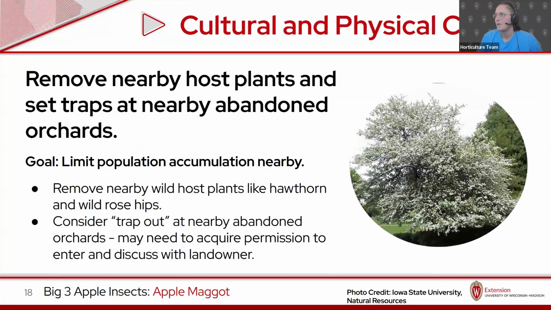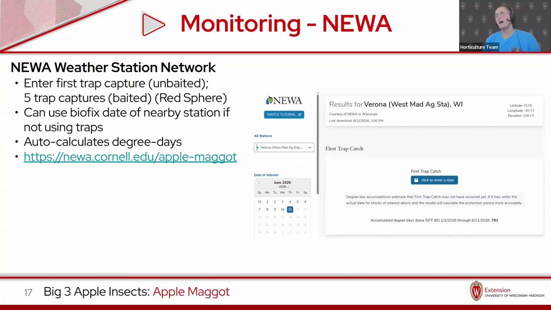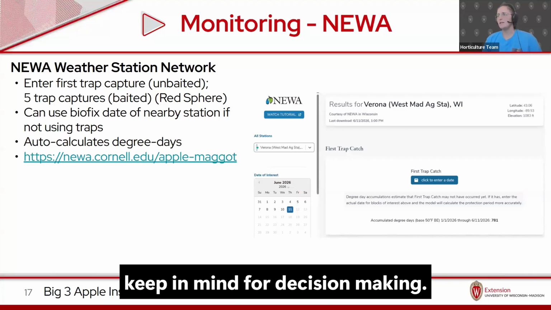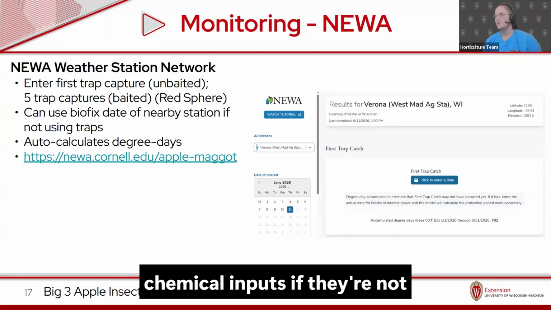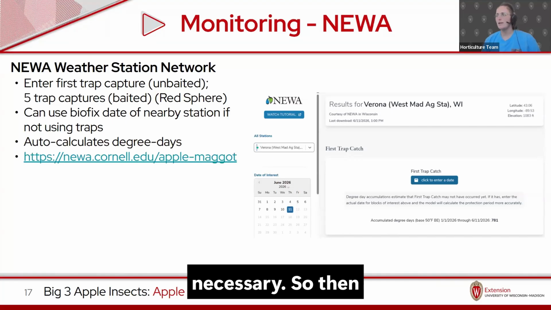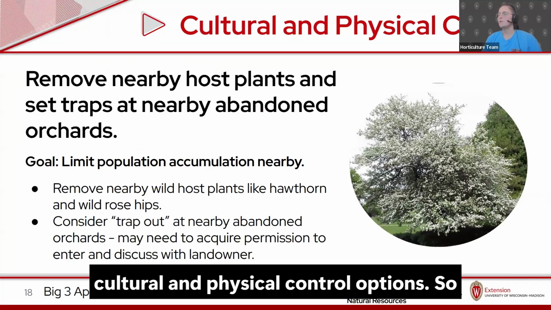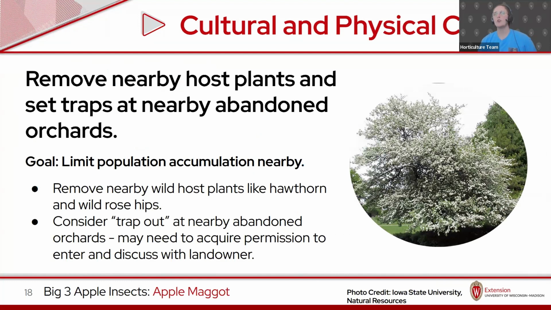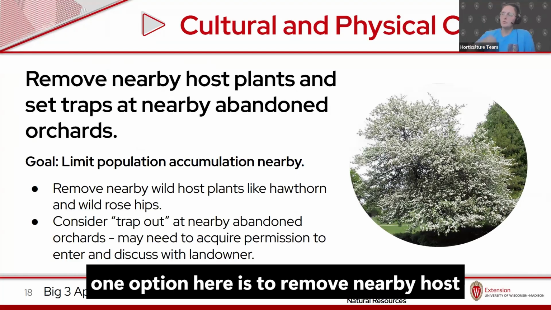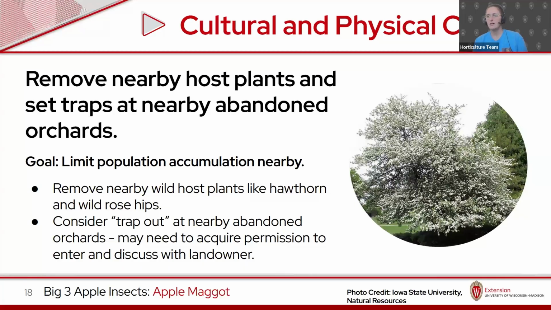All right, so we talked a little bit about identification. The IPM triangle is very important to keep in mind for decision making. Reminder, we're trying to limit our chemical inputs if they're not necessary. So up next, we're going to talk about some cultural and physical control options, which are options you could implement before trying out chemical options. One option here is to remove nearby host plants and set traps at nearby abandoned orchards.